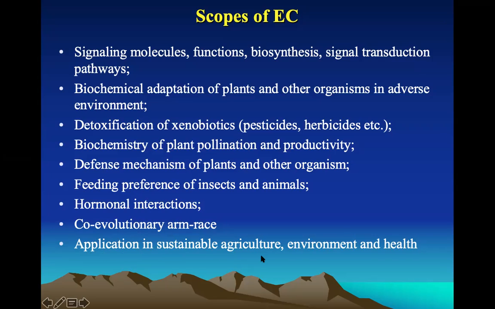Application in sustainable agriculture, environment, and health. Ecological chemistry has profound application in sustainable agriculture, environment, and health. In human, there is a very big industry called the perfume industry. All perfumes originated from the ecochemicals discovered by scientists from nature, and then made into perfume. Lots of industrial applications are there. Many antibiotics are also ecochemicals.